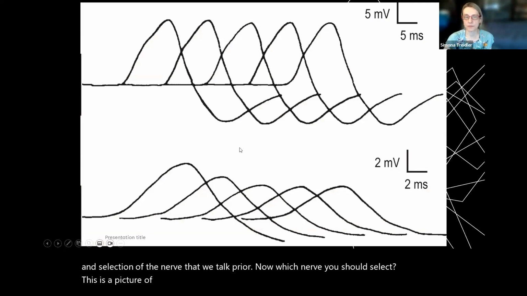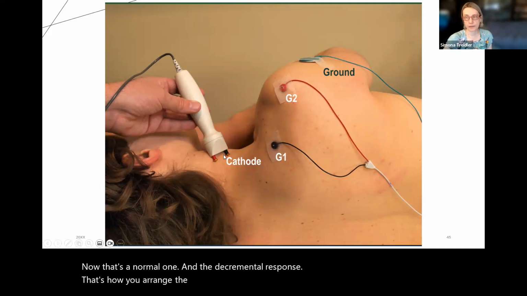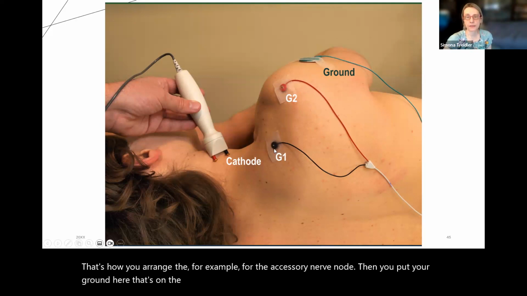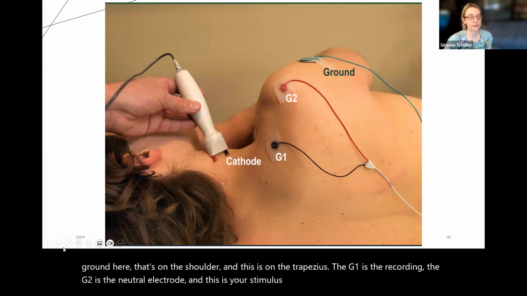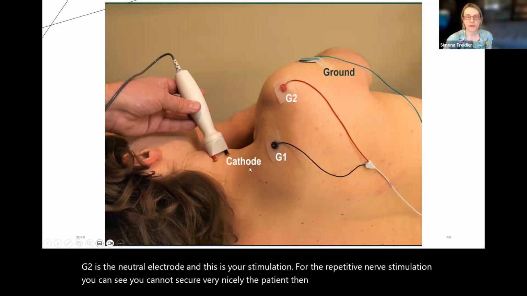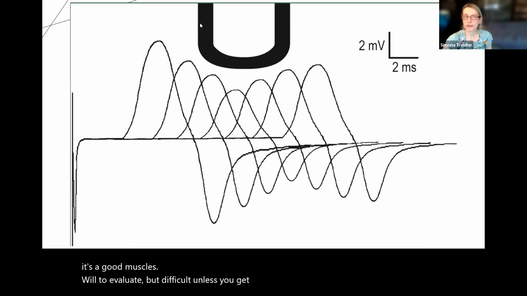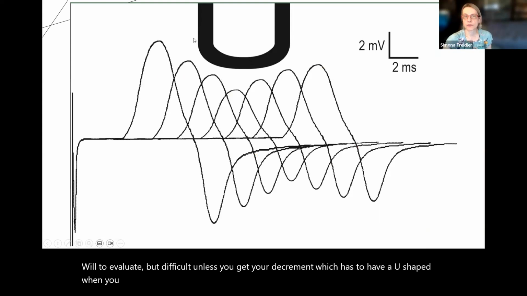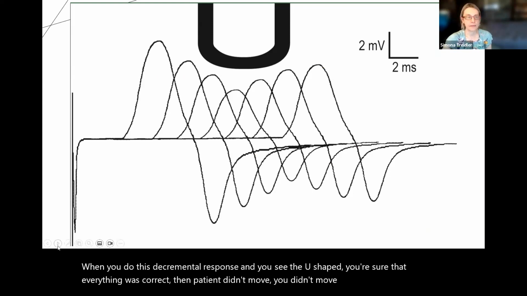This is a picture of repetitive nerve stimulation, and then you see the decremental response. That's a normal one, and the decremental response. That's how you arrange, for example, for the accessory nerve, you put your ground here, that's on the shoulder, and this is on the trapezius. G1 is the recording, G2 is the neutral electrode, and this is your stimulation for the repetitive nerve stimulation. You cannot secure the patient very nicely, so they can move. That is the reason it's a good muscle to evaluate, but difficult. And that's where you get your decrement, which has to have a U shape. When you do this decremental response and you see the U shape, you're sure that everything was done correctly. The patient didn't move, you didn't move, and everything looked like a myasthenia case.